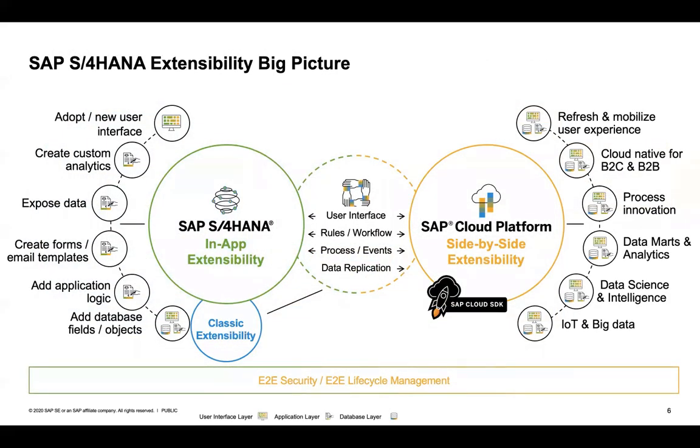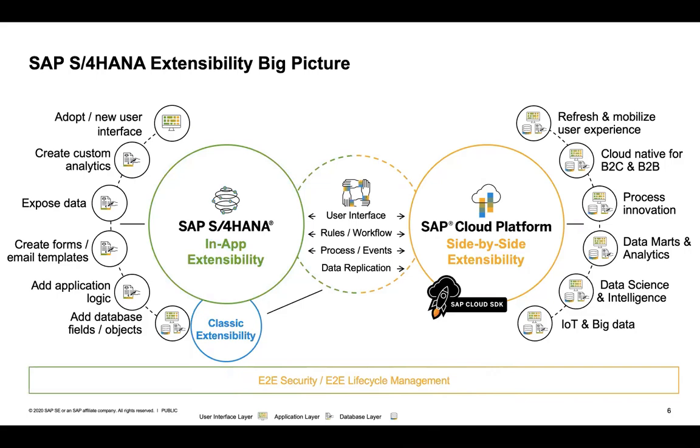This is another view of how the Cloud SDK is positioned. In this slide, we see the extensibility of S4HANA as an example of how we support development. In this case, we have 2 ways to extend S4HANA functionality. On the left-hand side, we have the so-called in-app extensibility, meaning that we build features and extend business logic directly into S4HANA. This is what our customers and partners mostly do with the versions so far.